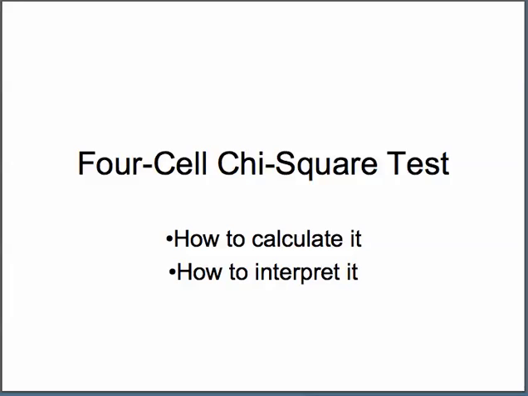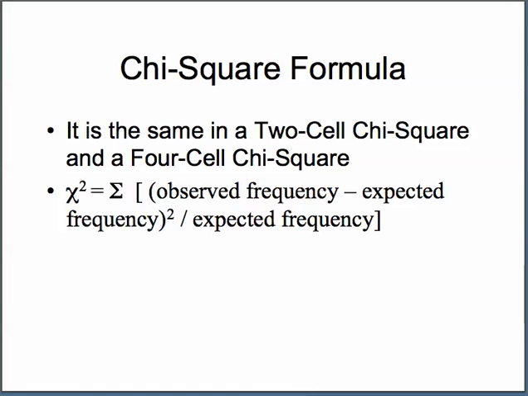This presentation is on calculating and interpreting a four-cell chi-square statistic. Recall from the previous podcast that the formula for calculating a two-cell chi-square statistic is the sum of the observed frequency minus the expected frequency divided by the expected frequency. This formula is the same for a two-cell and a four-cell chi-square. It is in the expected frequency calculation that things differ.